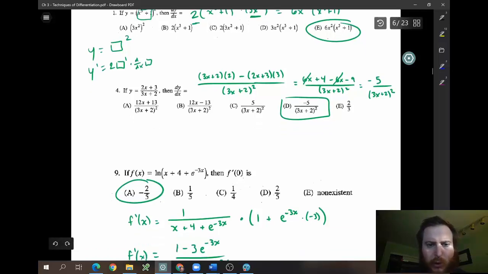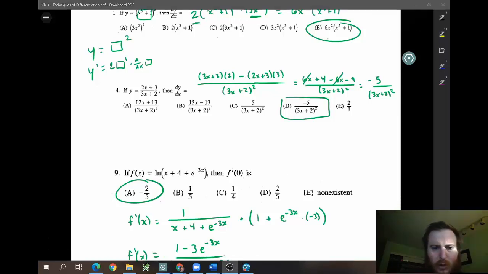Next one was quotient rule. We just really need to remember low d high minus high d low, all over low squared. And then from there, we're just kind of foiling it out. And we will get our final answer. The 6x's cancel out. And so we get negative 5 over (3x squared plus 2) squared.